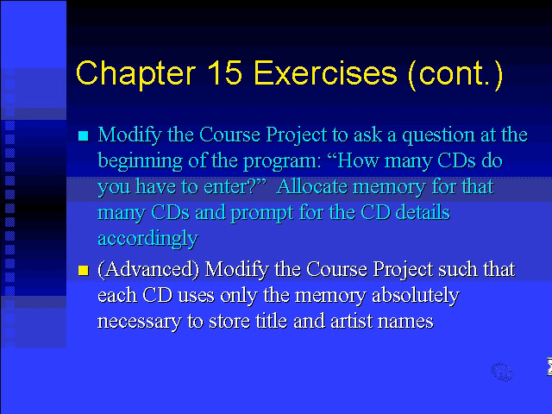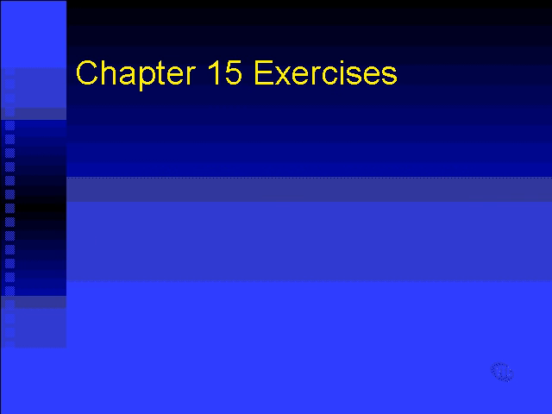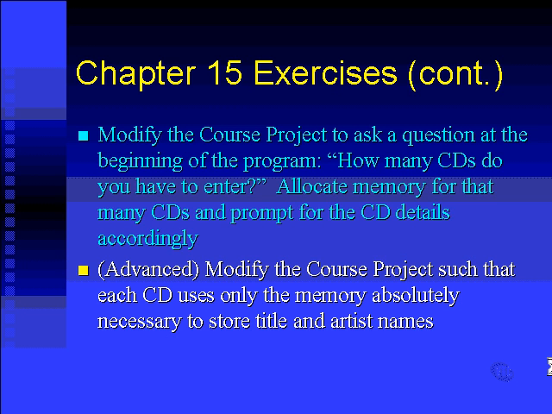So I'd like you to see if you can have a think about how you might do that. I only want to store exactly the amount of memory absolutely required for each title and each artist. So if CD number 1 is by U2 and CD number 2 is by Dire Straits, then they're going to have different length artist names. Okay, see how you go at that.